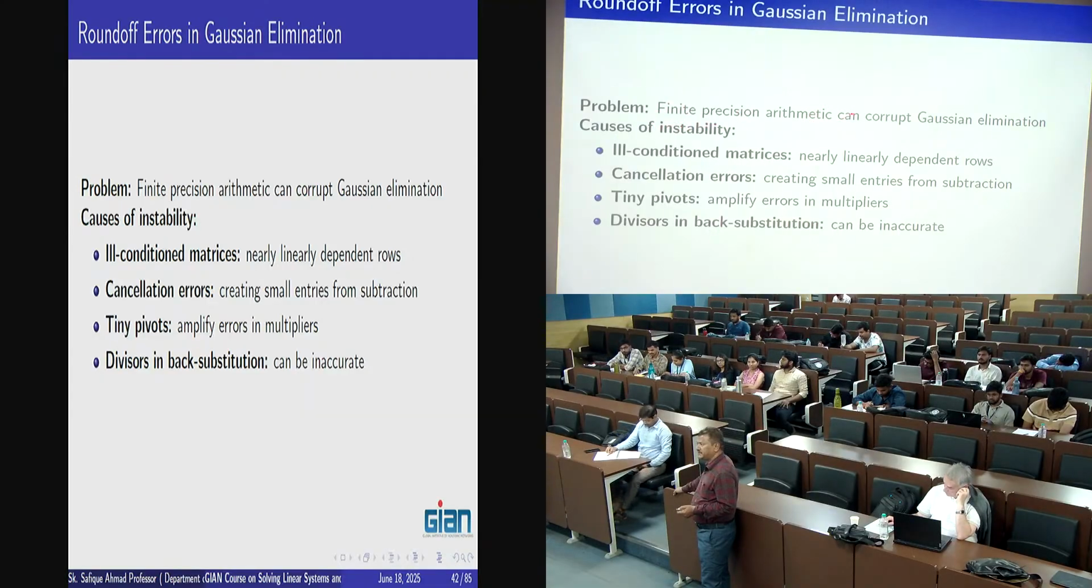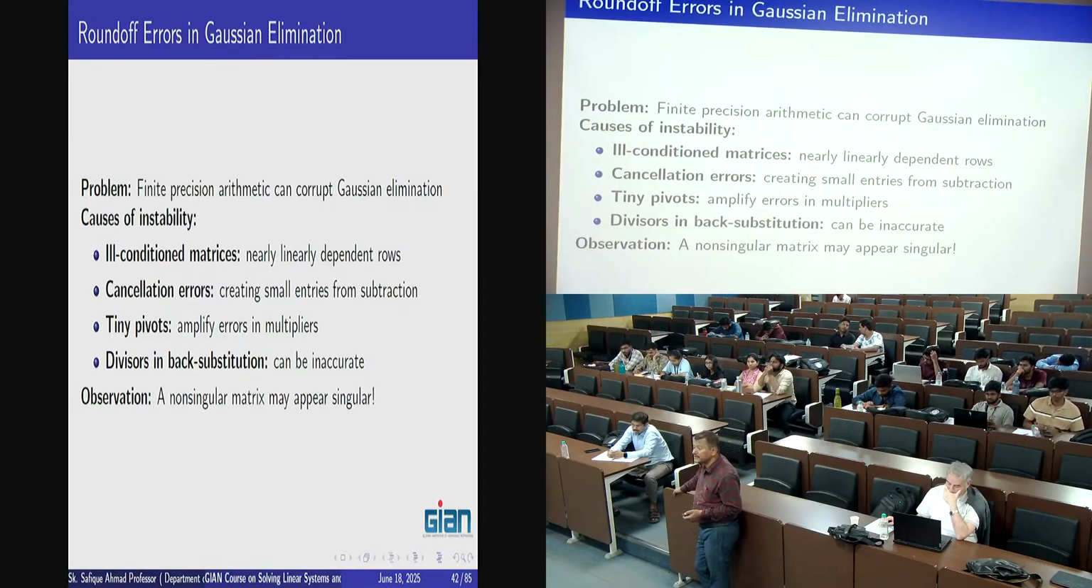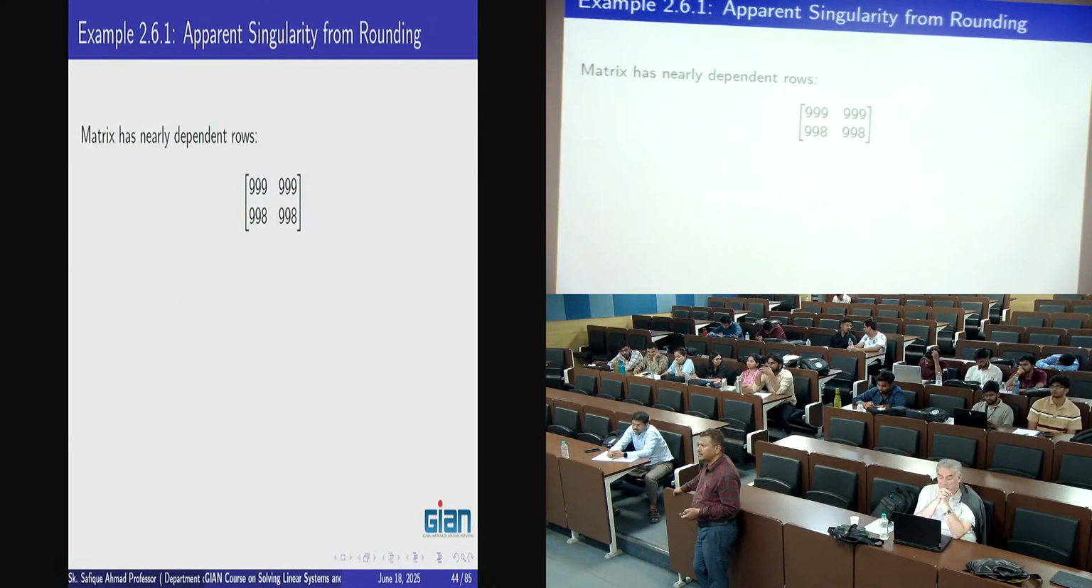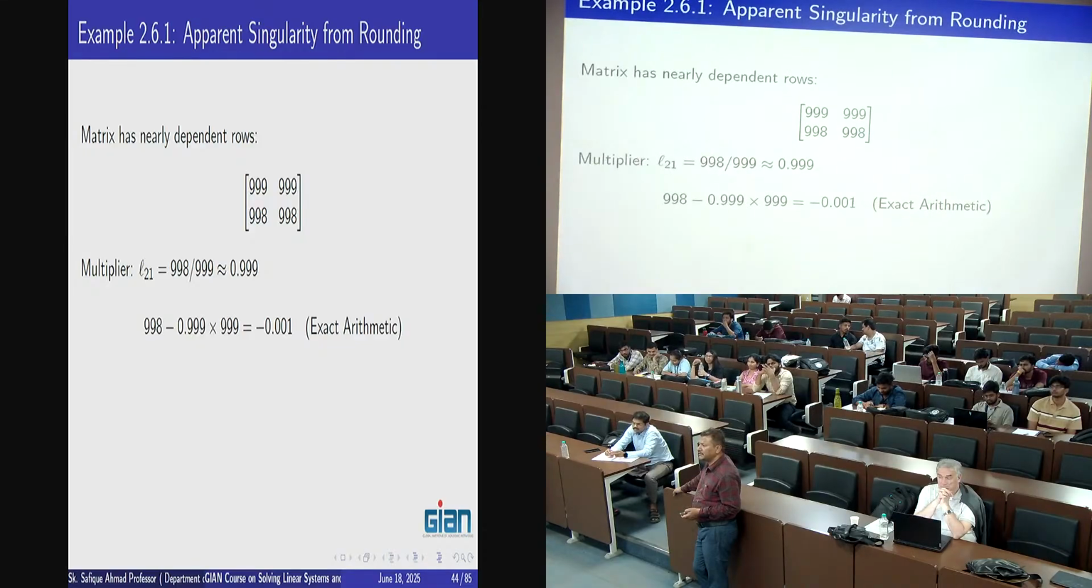Finite precision arithmetic can corrupt Gaussian elimination, which causes nearly linearly dependent rows and columns, and cancellation errors create errors in multipliers and divisors, so back substitution can be inaccurate. So, a non-singular matrix may appear singular. Why? Here is one example, as you have seen.